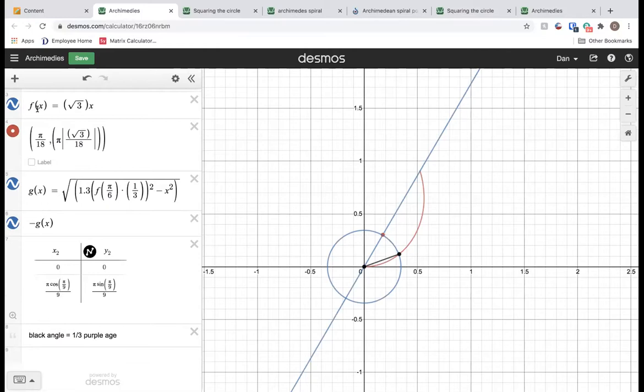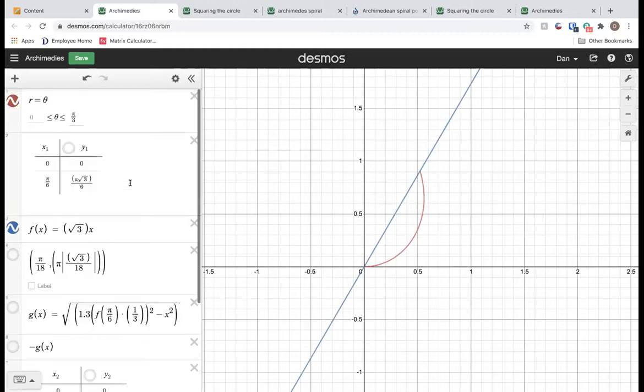So that's a clever method. Again, I'll go through it real quickly. You rotate r theta until you get to the angle you want to trisect. I use pi over three just as in the demonstration. And so that's where it hits the circle.